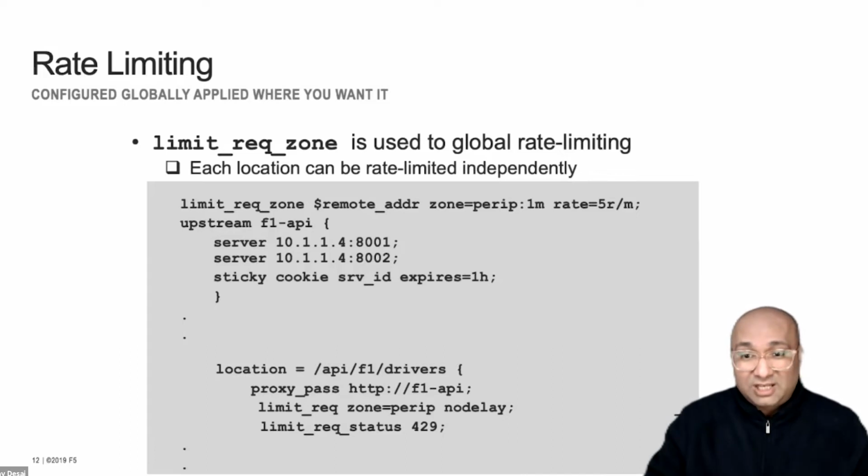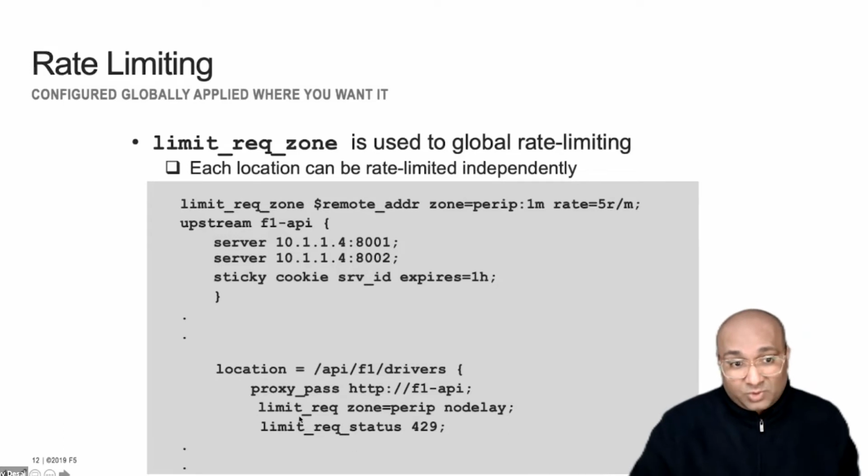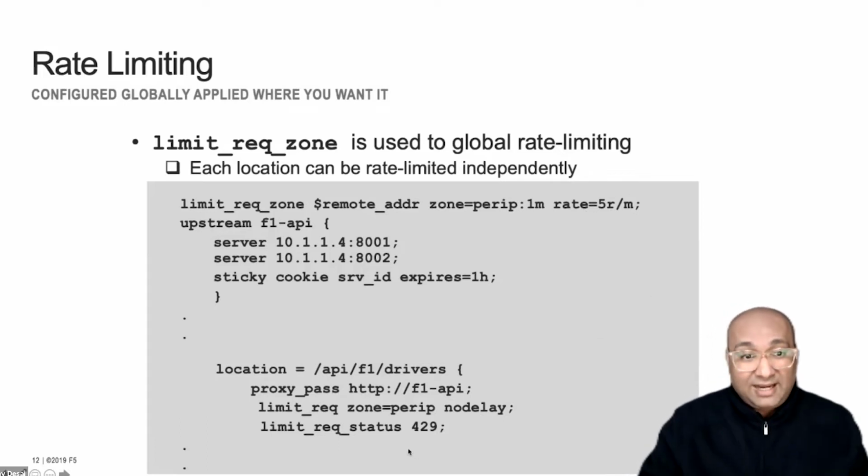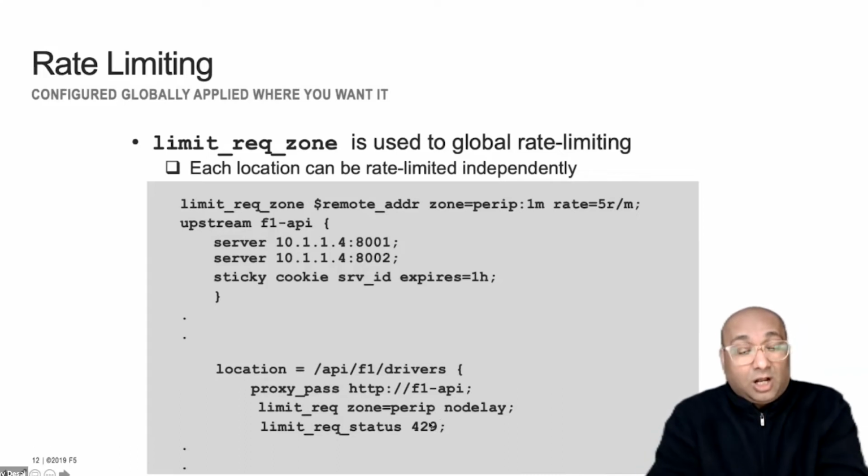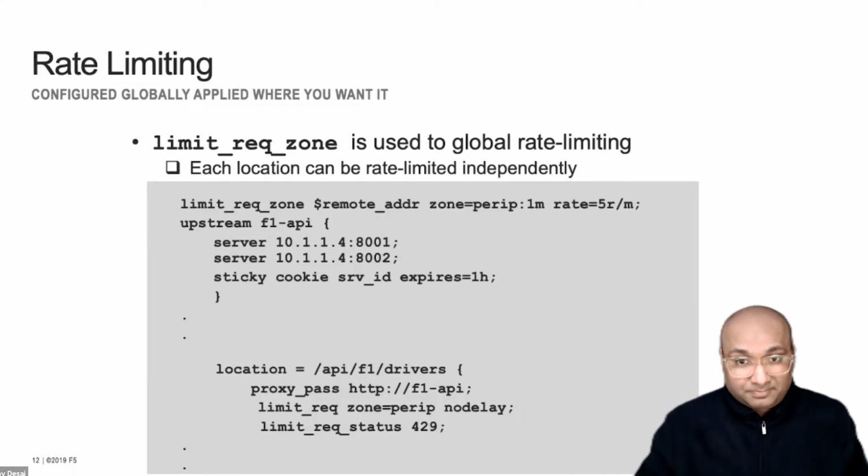In our case, we just have one, and we have set a rate limit of 5 requests per minute, and we have enabled that at the endpoint of API/F1/drivers. So with this, if the NGINX instance gets more than the specified rate limit of requests, the client gets a 429 error, essentially stating that they've exceeded the maximum available limit.